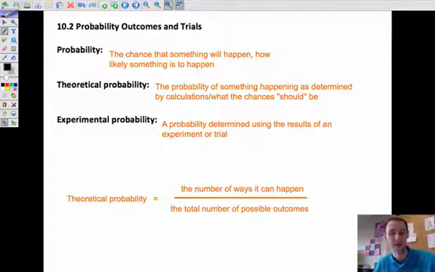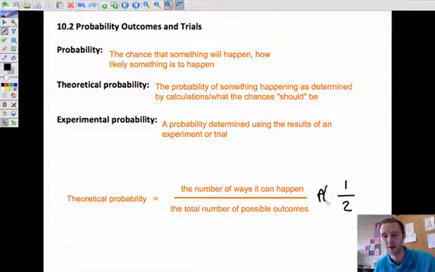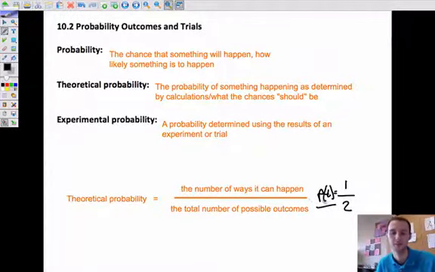Theoretical probability is calculated by doing a fraction, the number of ways that a desired outcome can happen over the total number of possible outcomes. So if we're looking at heads versus tails, there's 1 way to get tails and 2 possible outcomes. So the probability of getting tails would be 1 over 2. Okay, and I'll explain this notation right here on the next slide.